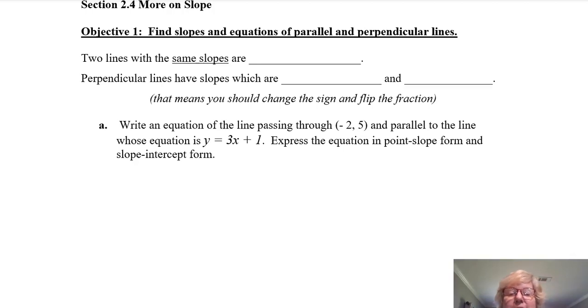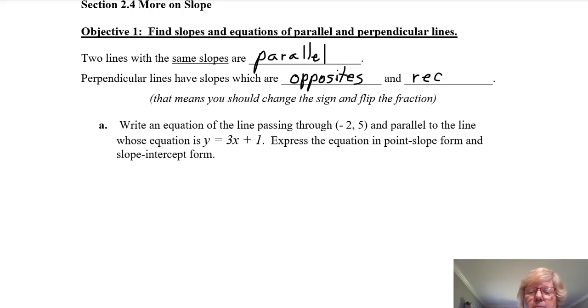We're going to go ahead and consider the implications of parallel and perpendicular lines and how it deals with slope today. Now we say that two lines with the same slope are actually parallel to one another. Perpendicular lines have slopes which are opposites and reciprocals.